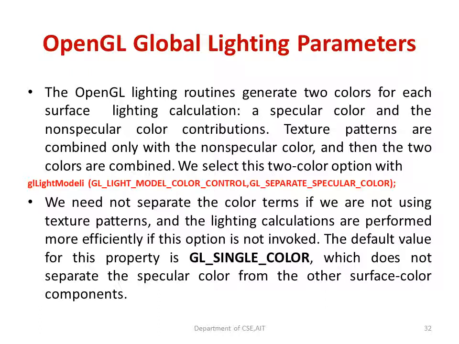So when you are having some pattern and you try to modify it, if you are adding that to a non-specular color, only then the color will be combined properly. So we will leave out the specular and we will only go for the non-specular color. For the non-specular color, when we combine and you want to see the effect of the two color option, then you should make use of this GL light model I.